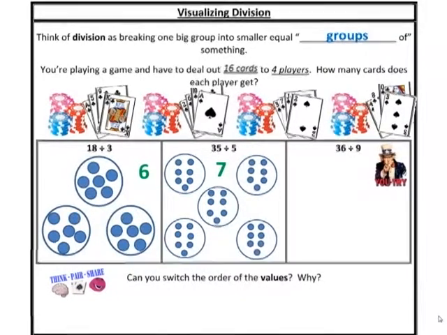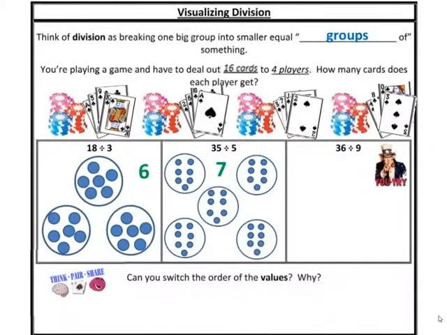That is division. On your own, try 36 divided by 9, and then consider the think, pair, share. Can you switch the order of the values? Why or why not? Can you do 3 divided by 18 and get the same answer of 6?